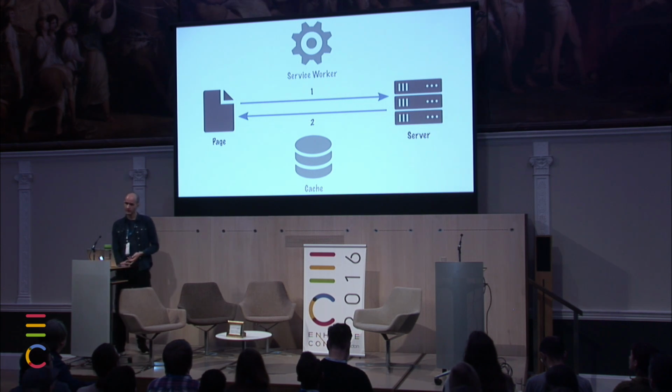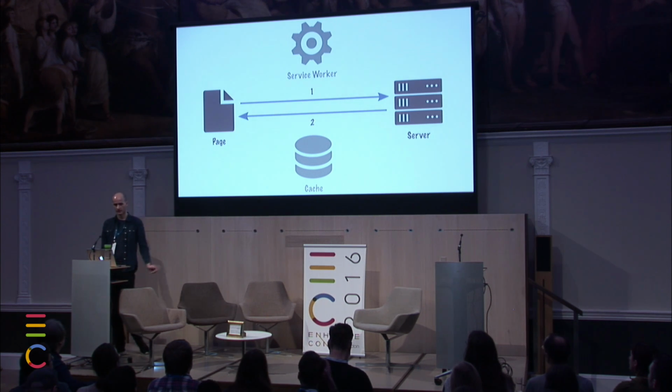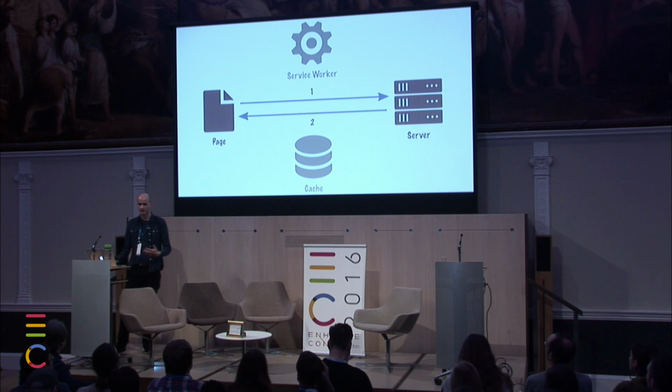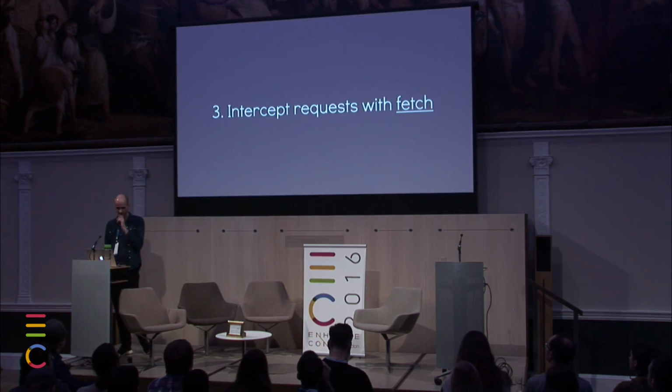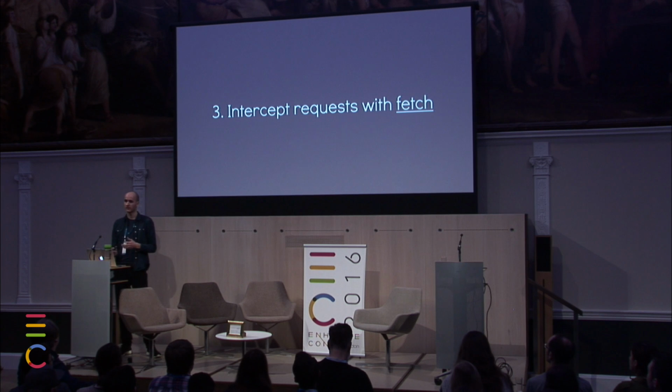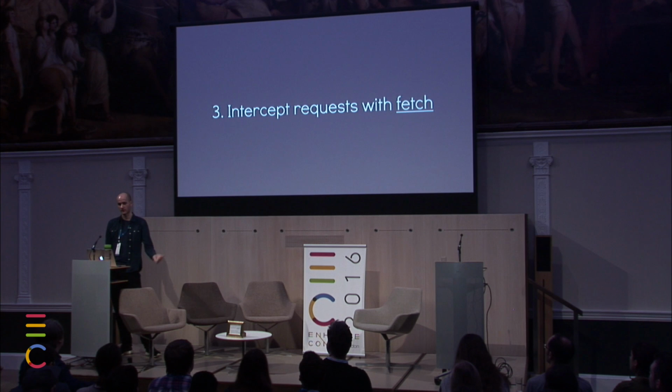So we have a service worker and we have a cache, but they're not currently being used. All network requests are just going straight to the server and back. So how do we actually do something? The way to do this is with what's called the fetch event, which allows us to intercept any request that goes to the server.